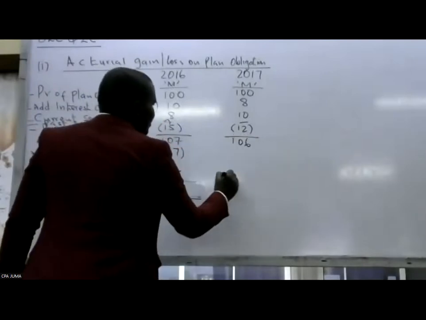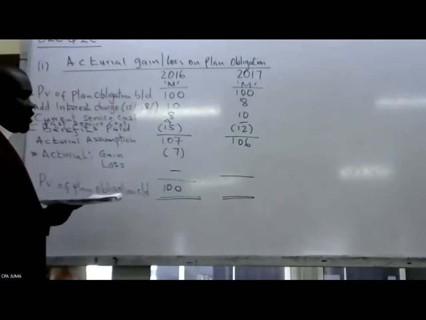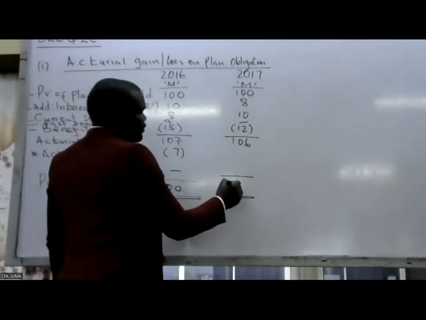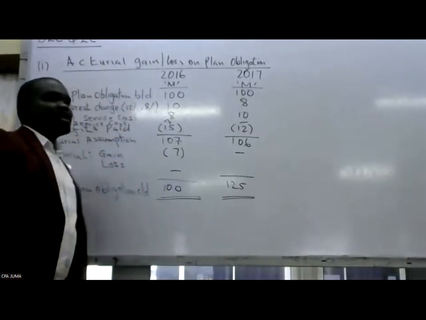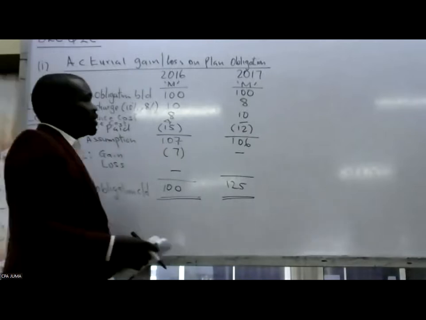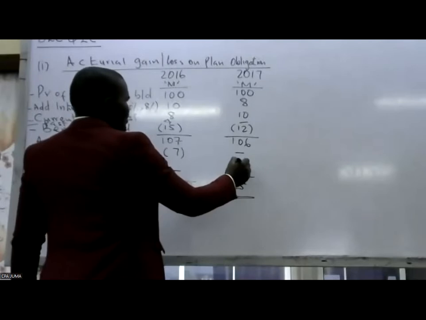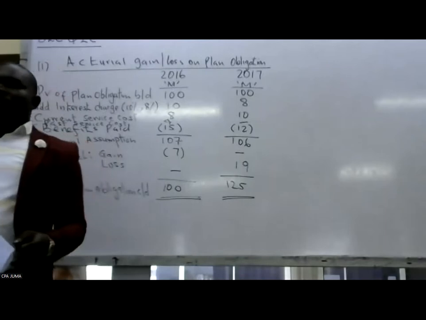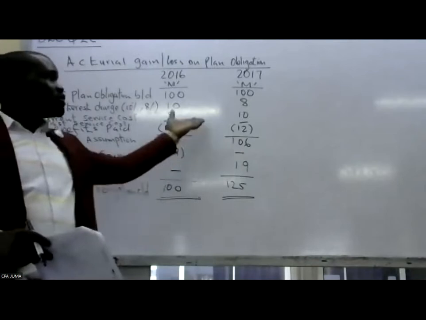Then what is the actual outcome in the scheme? The actual outcome, 125. Have we gained or have we lost? We have seriously lost. The obligation has gone up. How much? We have lost 19. So that is done. We have determined the gain or loss on that.